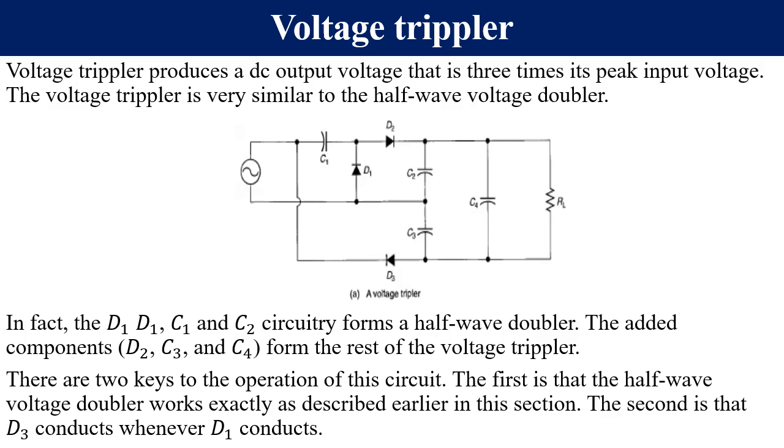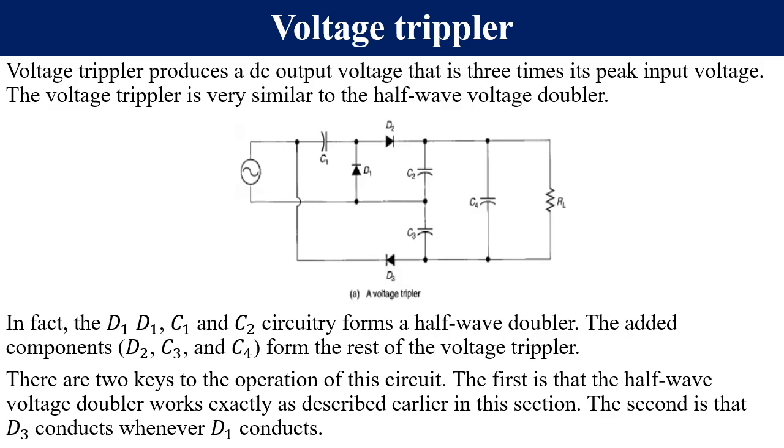D1, D2, C1 and C2 form a half-wave voltage doubler. The added components are a third diode, D3, and 2 more capacitors, C3 and C4, which make up the rest of the voltage tripler. The first part is the half-wave voltage doubler, which works the same as the previously discussed half-wave voltage doubler.